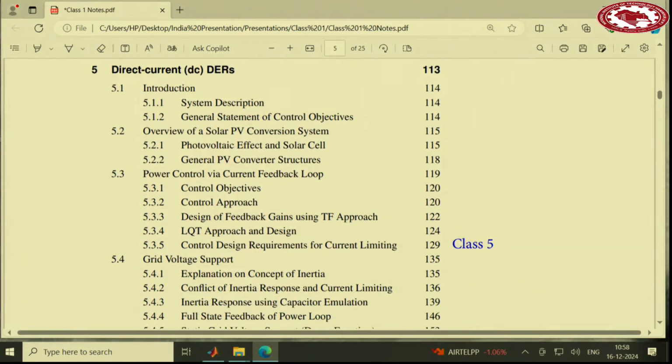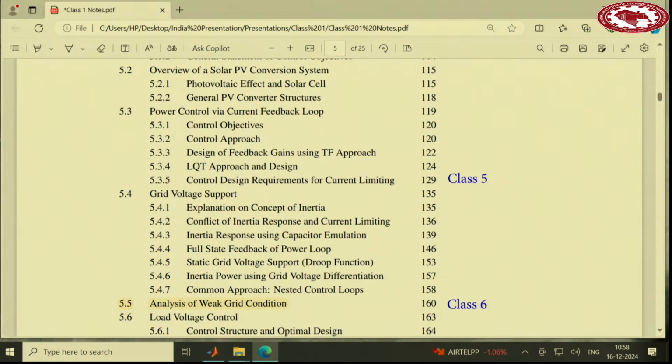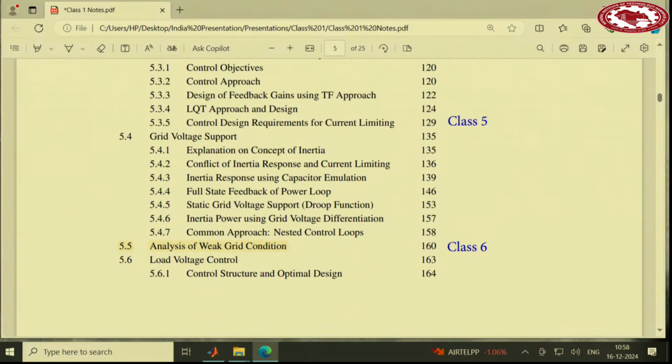So this will be class 5, and then class 6 basically goes into further details of the control, especially on the grid support aspects. This grid support terminology you have probably heard in different forms, also grid forming converters, inertia, and those types of things. So we are going to cover those things in one class.